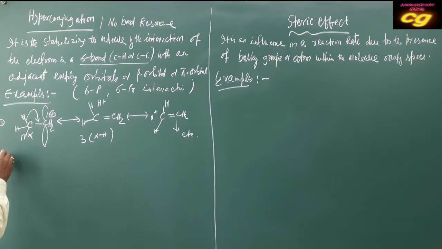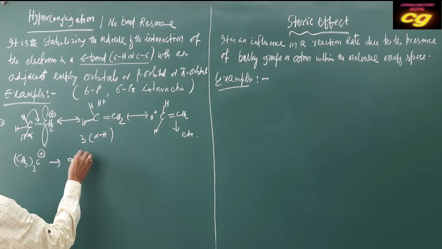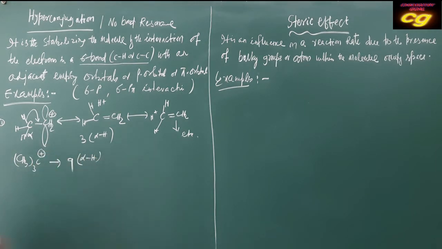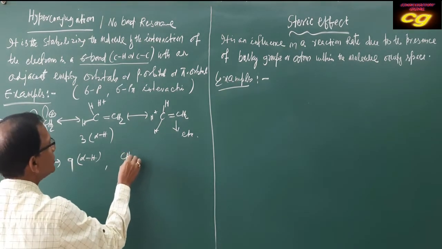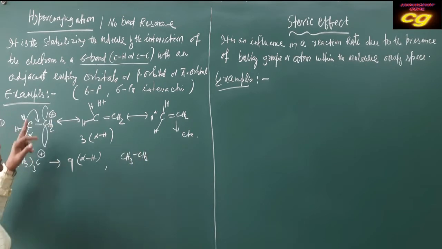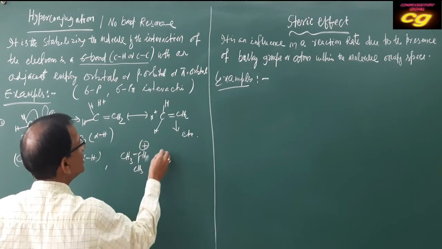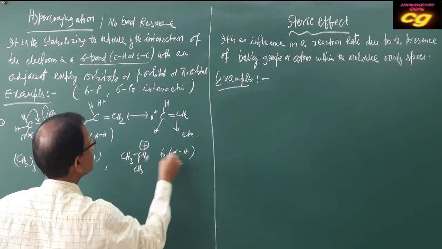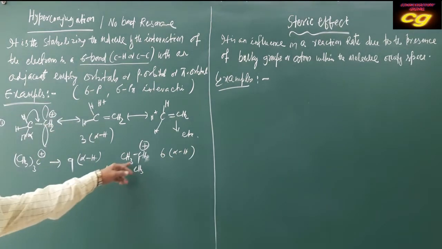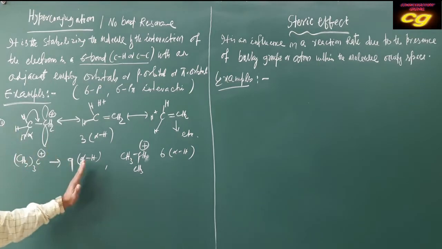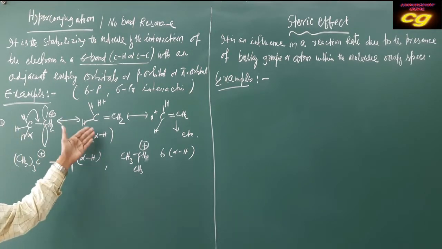In this case, if you see this molecule, (CH3)3C plus, it has 9 alpha hydrogen atoms. So 9 alpha hydrogen atoms means 9 hyperconjugations are possible. With CH3CH2 plus, already discussed, and with CH3CH plus, there are 6 alpha hydrogen atoms, so 6 hyperconjugation or no bond resonance structures are possible. So as the number of alpha hydrogen atoms is more, the number of hyperconjugations will be more.